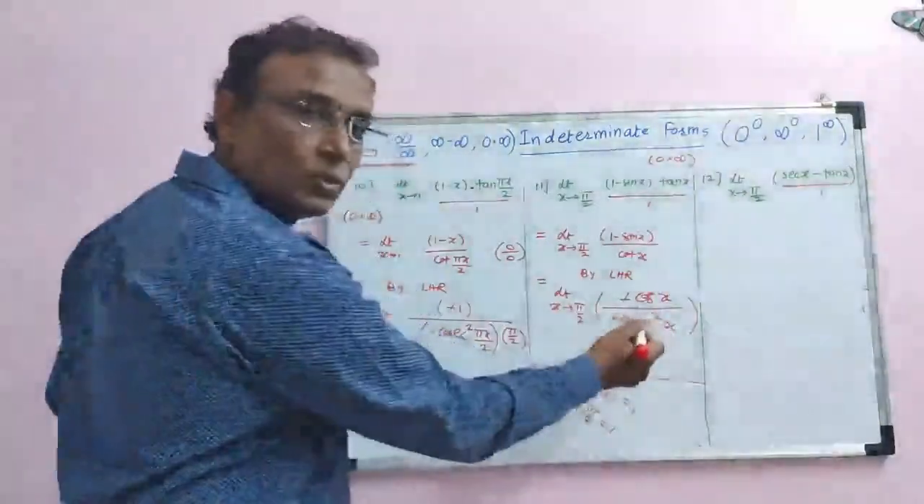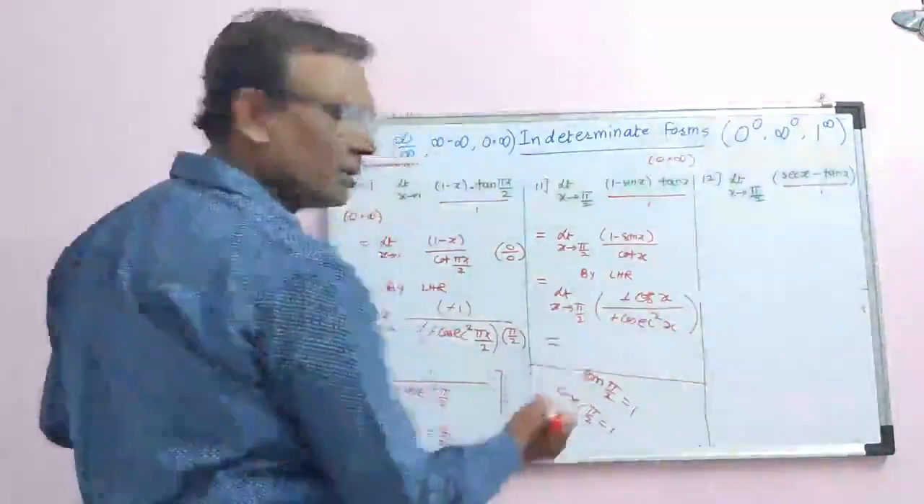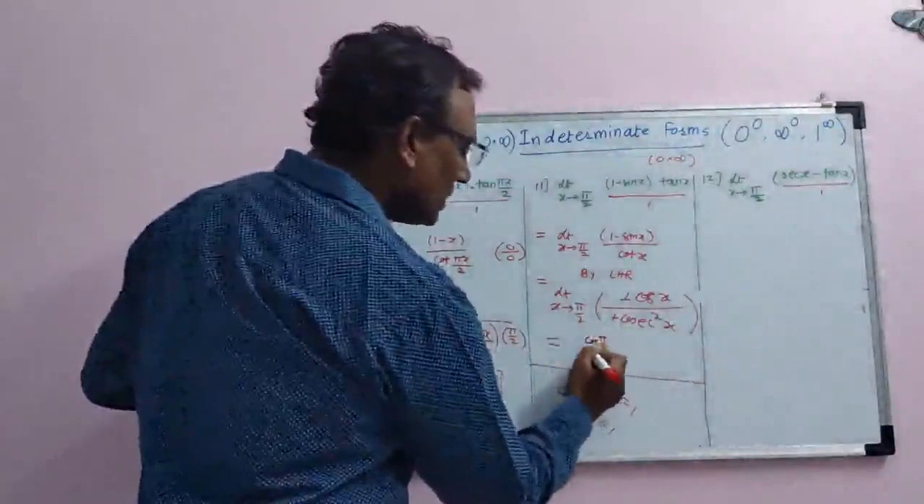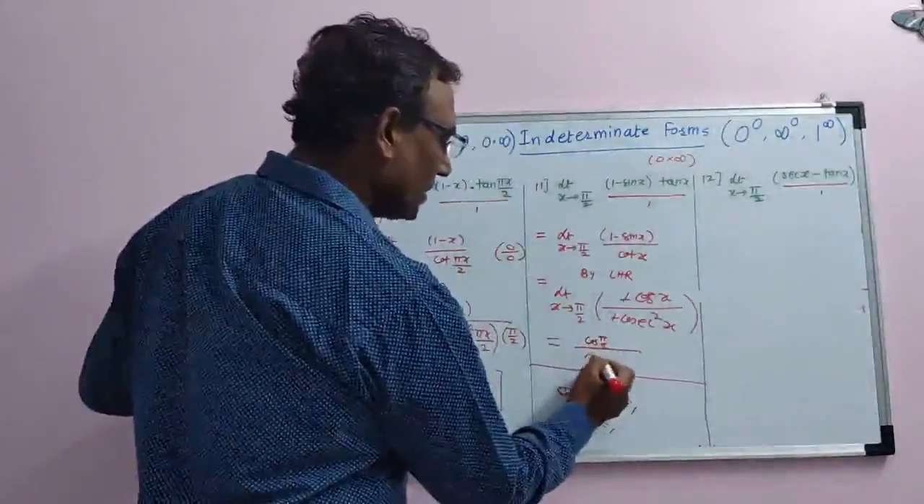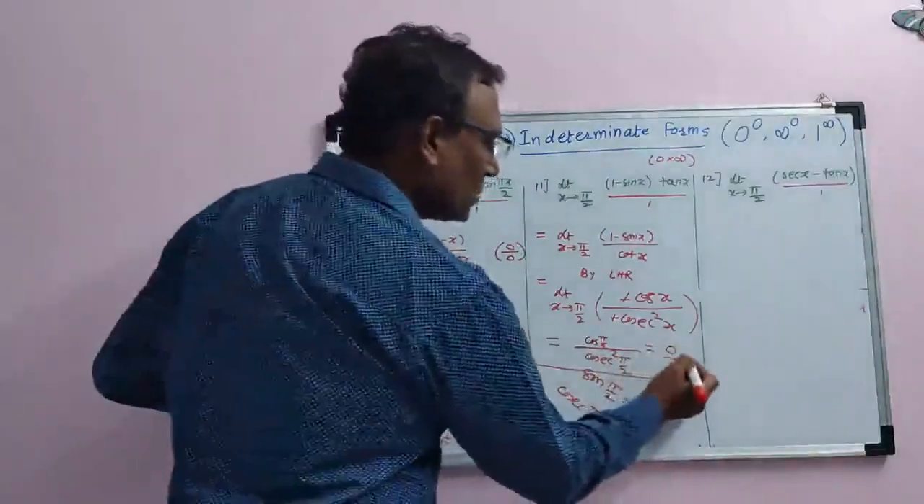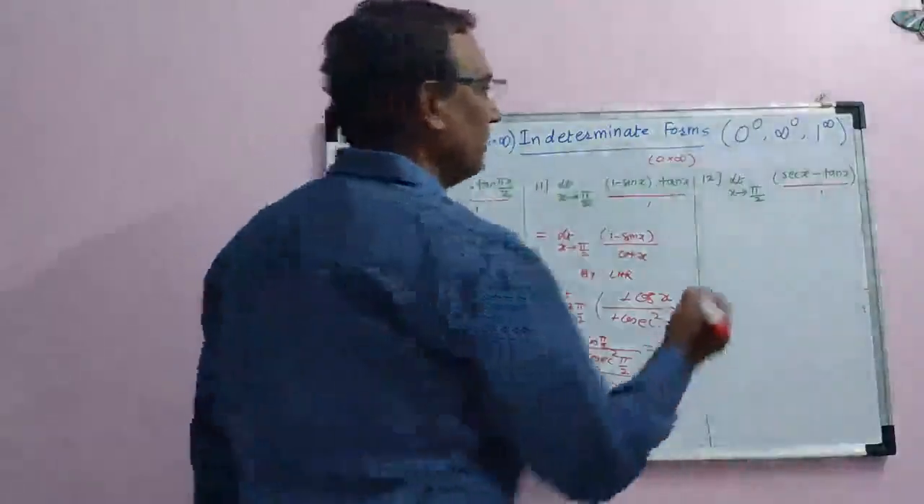So we are not getting 0 in the denominator by putting x equal to pi by 2. Then you stop here for applying L'Hospital rule. So you can put the value of x in this step. Cosec square pi by 2 and cos pi by 2 is 0. Cosec pi by 2 is 1. The 0 by 1 is what? 0. 0 is the value of this limit.